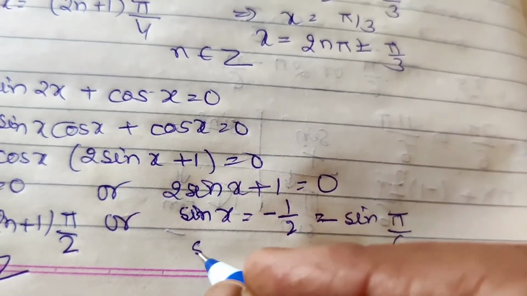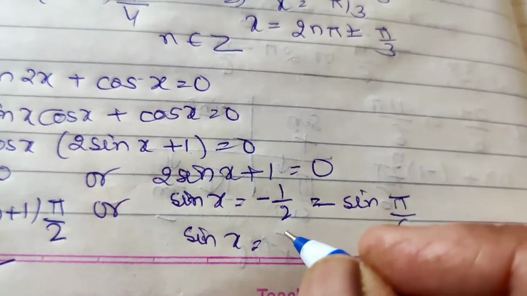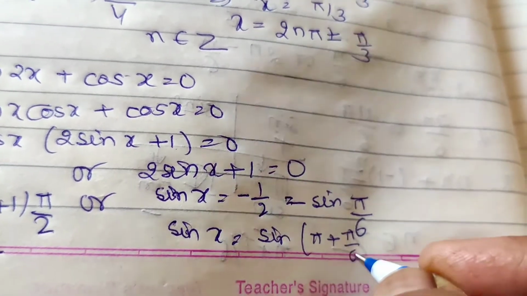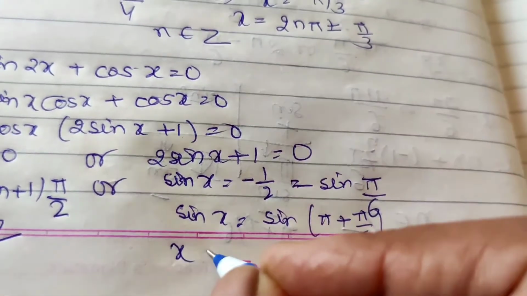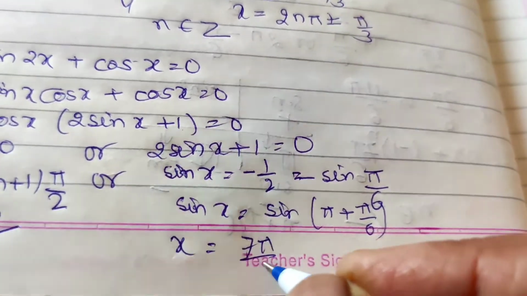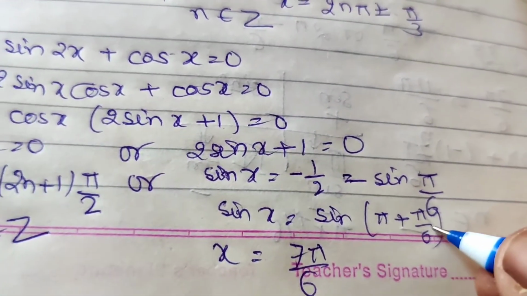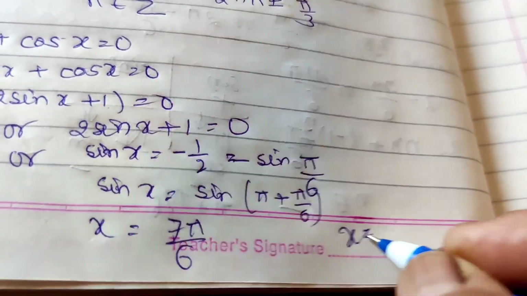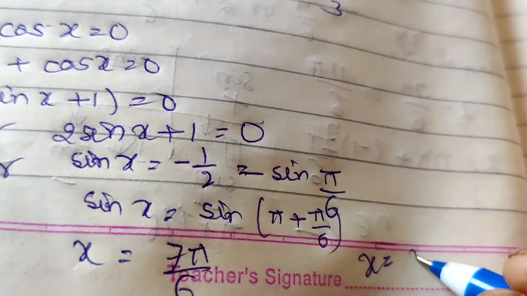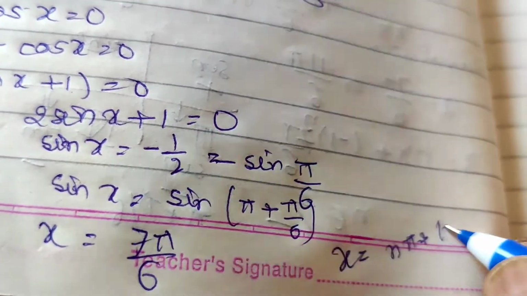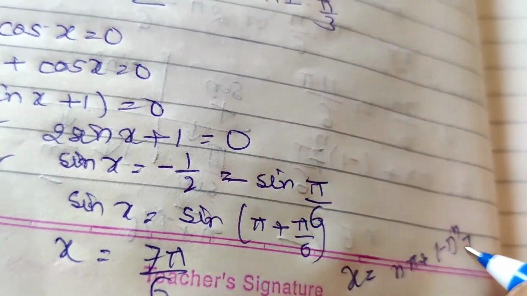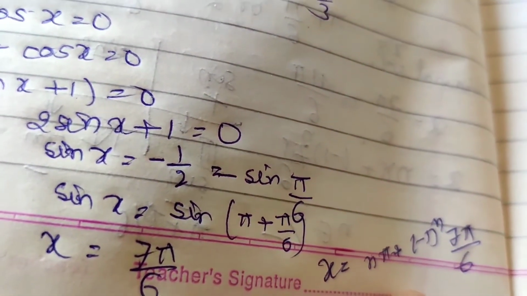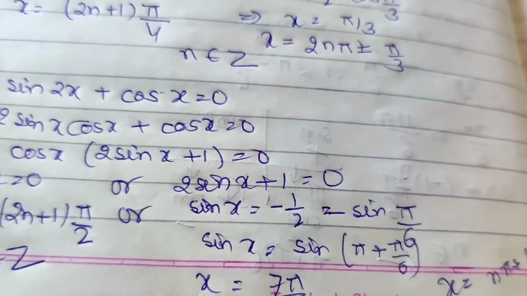But we can write sin x equal to sin (pi plus pi by 6). It means x equal to 7 pi by 6. Pi plus pi by 6 equal to 7 pi by 6. And the general solution of this is x equal to n pi plus (minus 1) raised to power n times 7 pi by 6. This is the general solution. Okay. The next question, number 8.